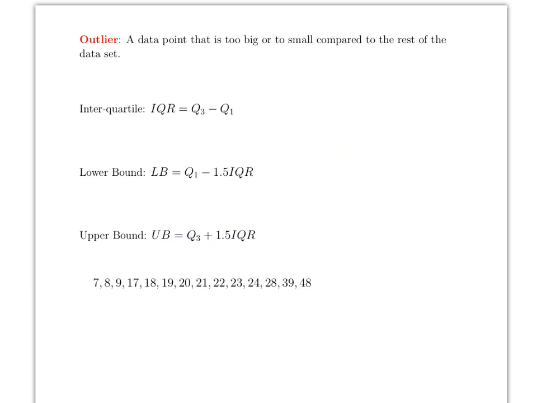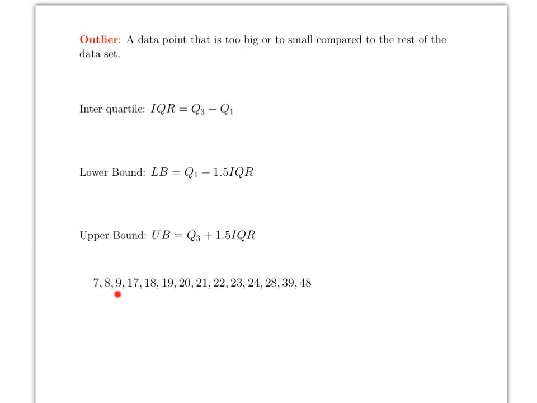The last thing that we'll be covering in this section is the topic of outliers, and we mentioned this back in chapter 3. An outlier is a data point that is too big or too small compared to the rest. Here is the key: compared to the rest. This can be tricky by just looking at numbers.